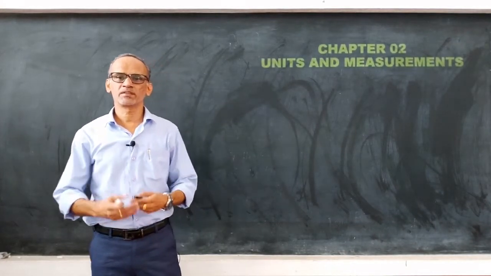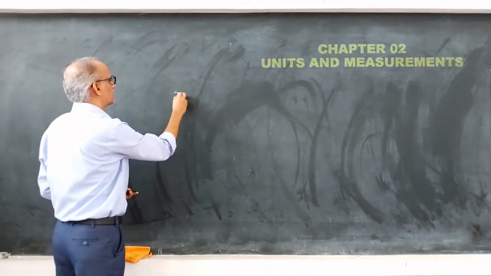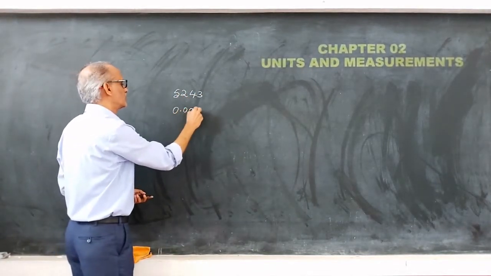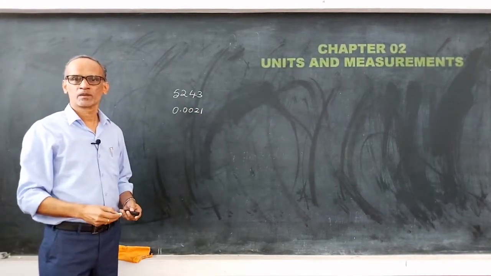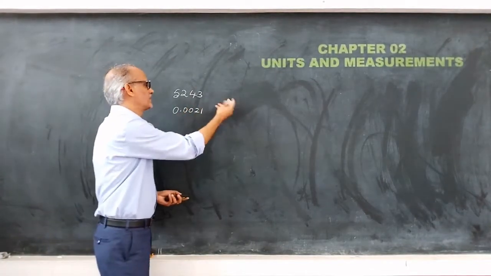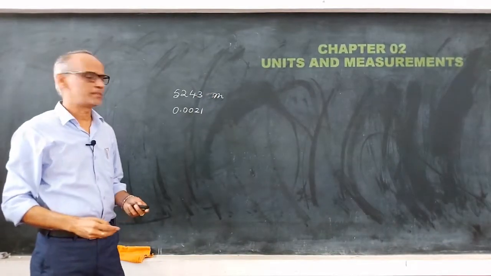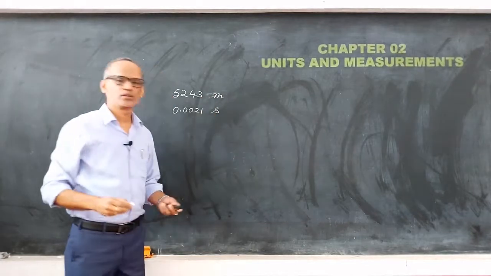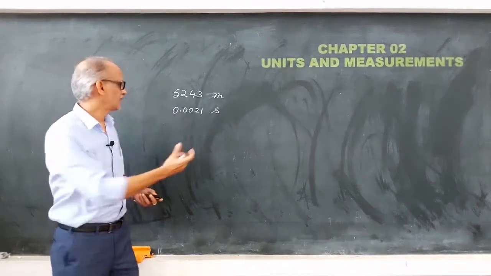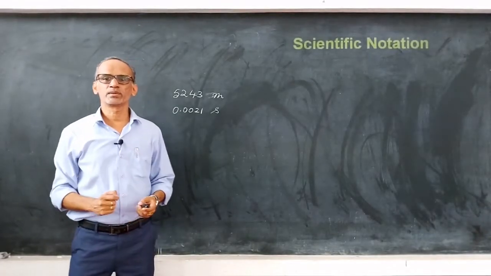Now, after measuring a physical quantity, we get its magnitude. Something like, let's consider 5243, or it can be even 0.021, like this. So we have measured some physical quantity having magnitude 5243. After that, we write the unit. So if it is length, we write the unit meter. If it is time, then we write the unit s. But it's more useful if you express this number in terms of what we call scientific notation.